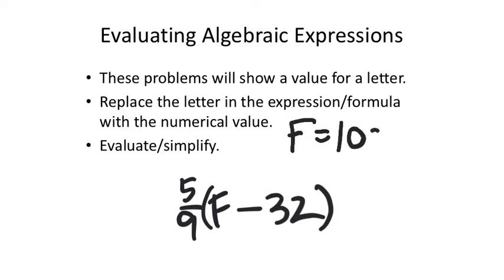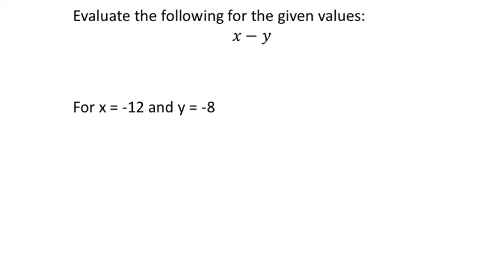So let's see what 100 degrees Fahrenheit is. Then you replace the 100 in for the F. You wouldn't show the F anymore, but that's what makes it algebraic, is that it has a letter in the expression now, okay? And then you just evaluate. Once you get that number replaced in for the letter, boom, you just pretty much throw that in the calculator and be done with it.